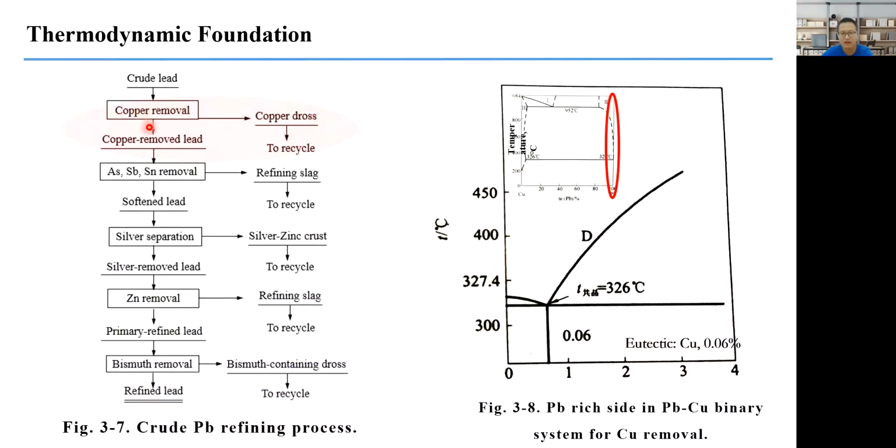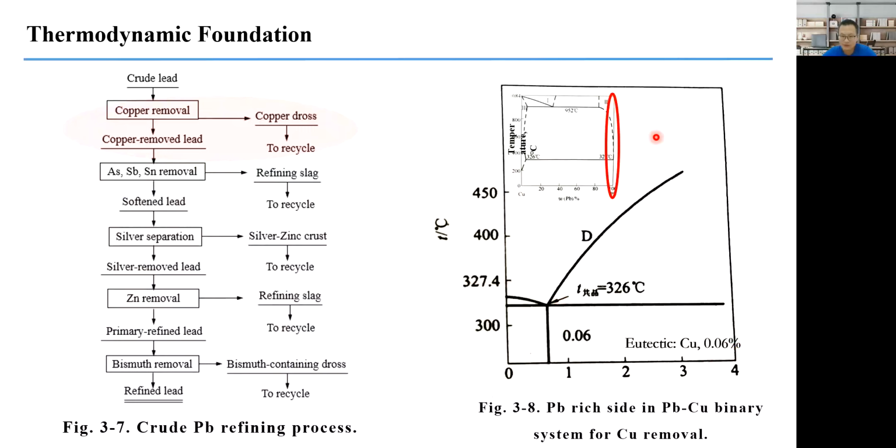Crude lead and copper, and lead is on this corner. So we are making a larger magnification on this specific area. This is pure lead, whose melting point is 327 degrees C. And here's the eutectic point, in between copper and lead, which is 320 degrees C. At this eutectic point, 6% of copper will dissolve in this liquid part.